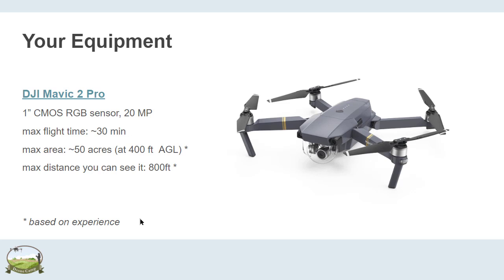The flight time you can get from this kind of small drone is about 30 minutes, which if you're flying at 400 feet, which is the maximum legal limit for flying, you can get about 50 acres per flight on a mapping mission with a lot of overlap. It is a small drone, so you can't really see it very well beyond 800 feet. So our goal will be to launch it and fly it and not have it travel much beyond 800 feet.